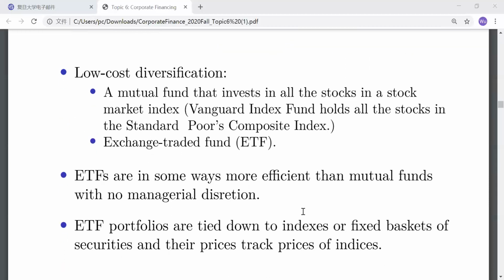And then ETFs are in some ways more efficient than mutual funds because there's no managerial discretion, right? Sometimes managers make mistakes, but ETFs avoid such mistakes because there's almost no manager there. And then ETF portfolios are tied down to indexes or fixed baskets of securities, and the prices track prices of indices.